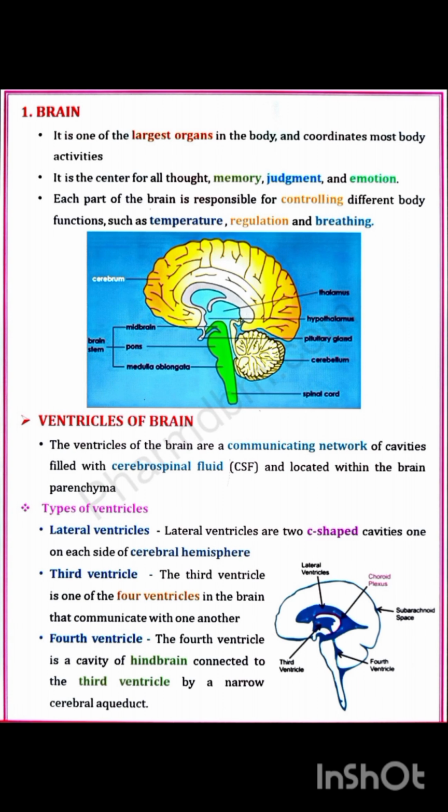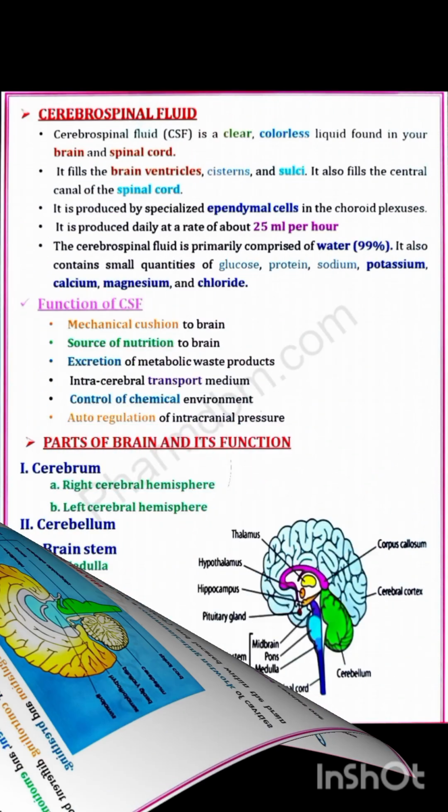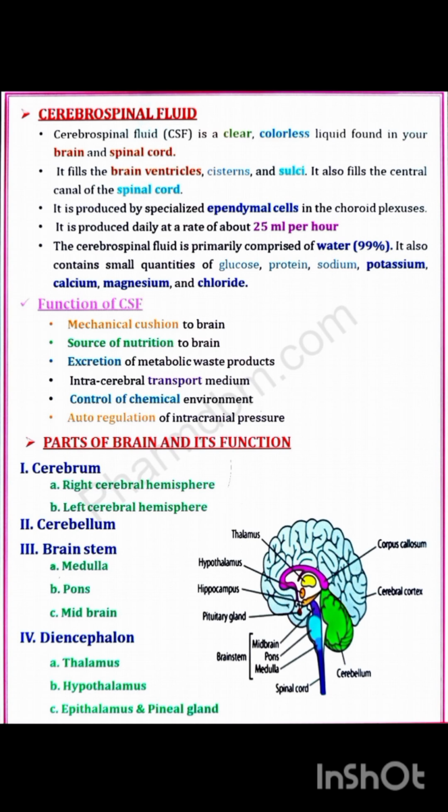Third ventricle. The third ventricle is one of the four ventricles of the brain that communicate with one another. The fourth ventricle. The fourth ventricle is a cavity of the hindbrain connected to the third ventricle by a narrow cerebral aqueduct. Next part, cerebrospinal fluid.